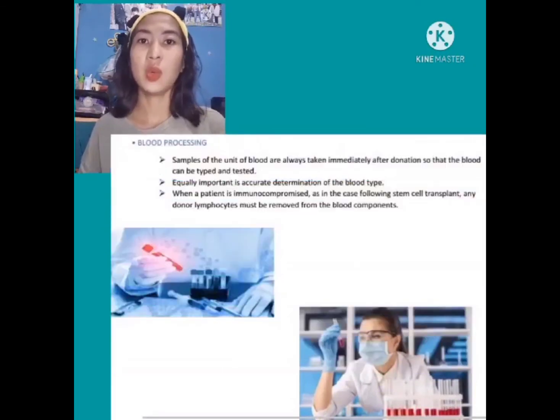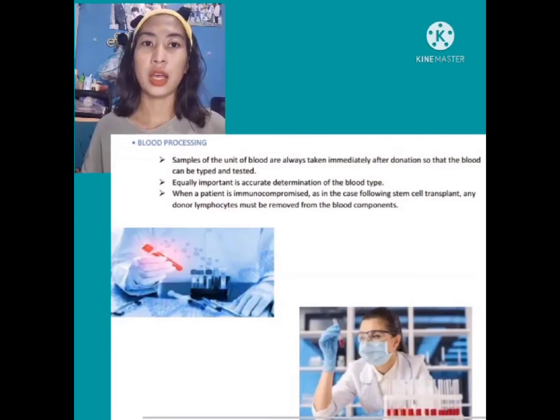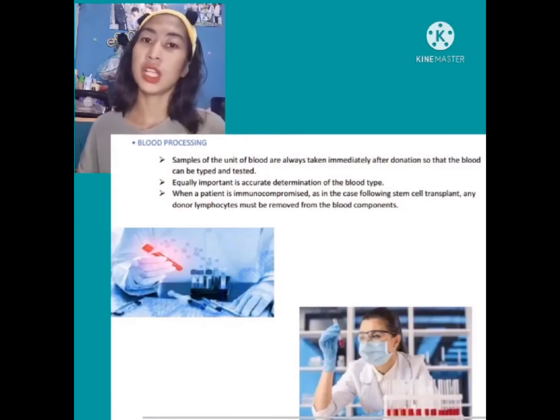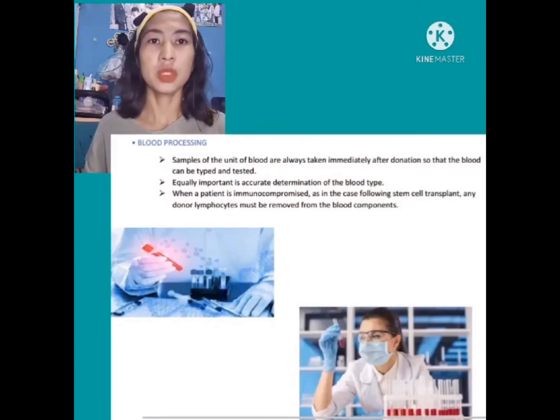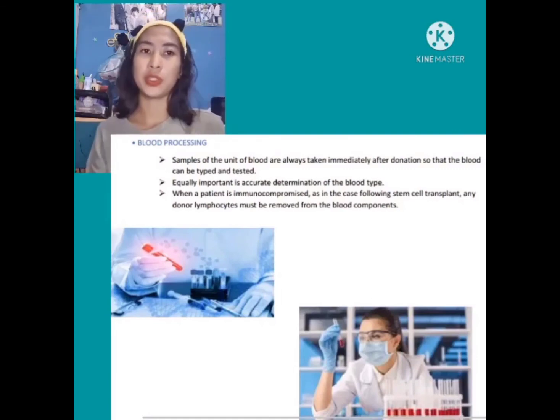The next one, equally important, is accurate determination of the blood type. More than 200 antigens have been identified on the surface of RBC membranes. The most important for safe transfusion are the ABO and Rh systems. When a patient is immunocompromised, as in the case following stem cell transplant, any donor lymphocytes must be removed from the blood components. So we are going to proceed to the next topic.